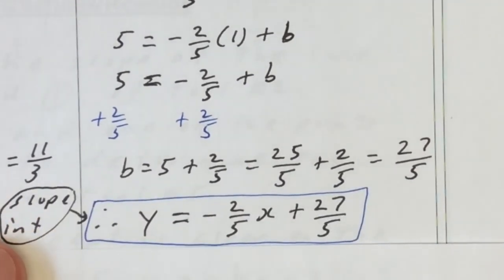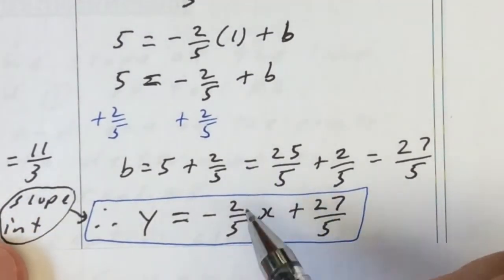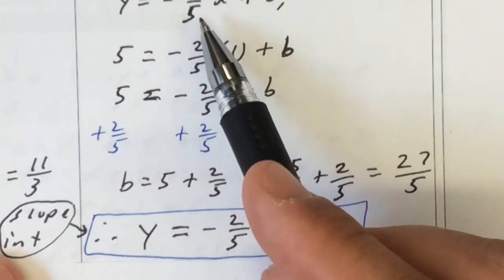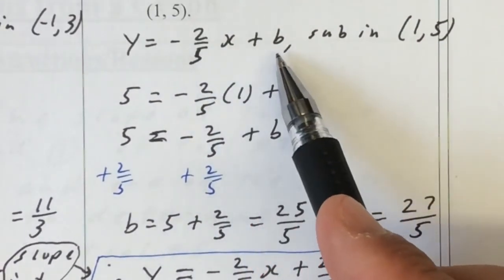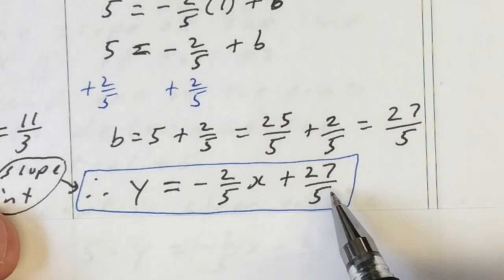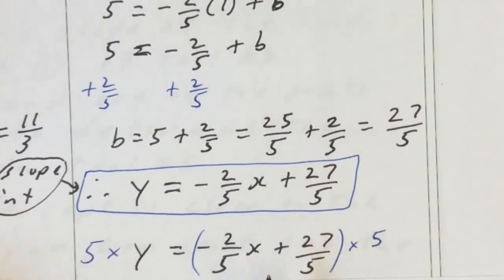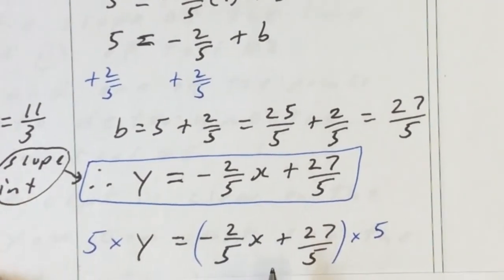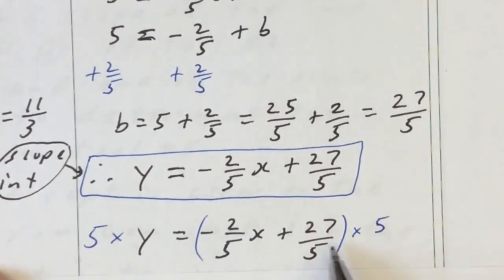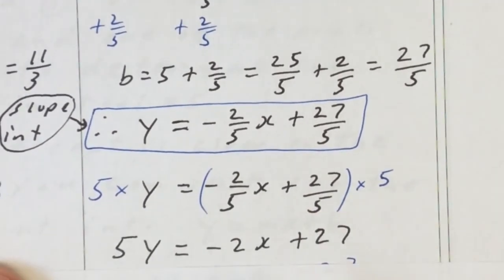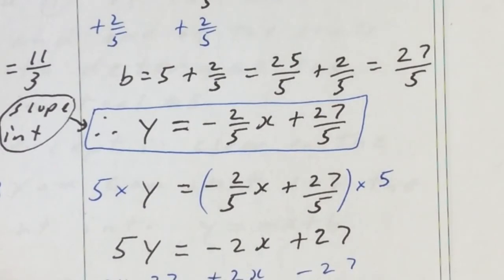And there is slope-intercept form. Y equals negative 2/5 x, which is what we had up here. And we found b, and we subbed it in here. And that's the slope-intercept. Now, we have to multiply both sides by 5 to get rid of that divided by 5. Okay, when I do that, the 5's go away on the bottom. You get 5y equals negative 2x plus 27.